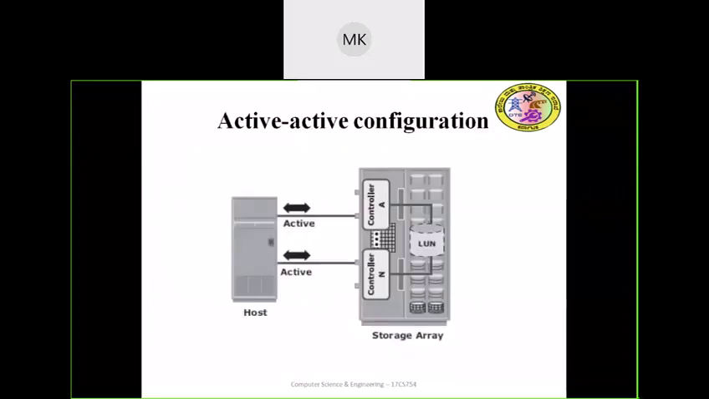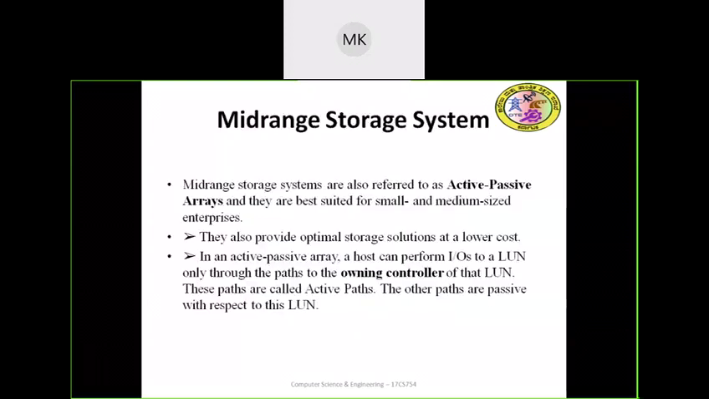Active-active configuration. This shows an active-active configuration from the host to the storage array, controlled by controller A and controller B. It is connected with the LUN. Mid-range storage systems are also referred to as active-passive arrays. They are best suited for small and medium-sized enterprises. They also provide an optimal storage solution at a lower cost.